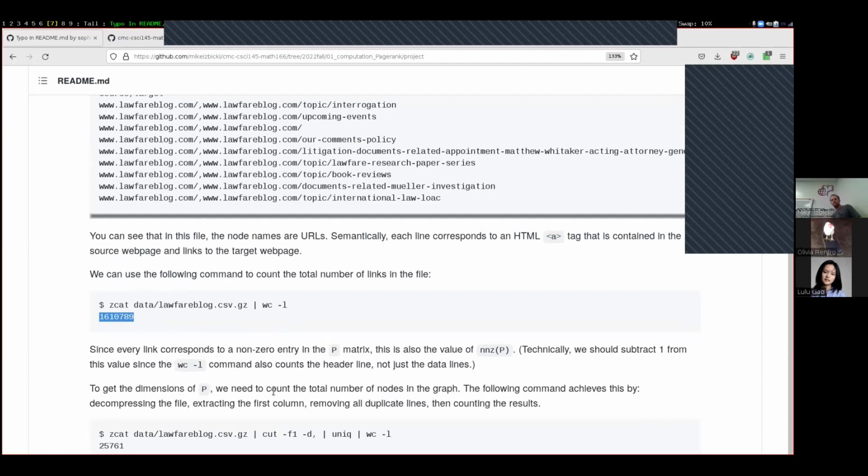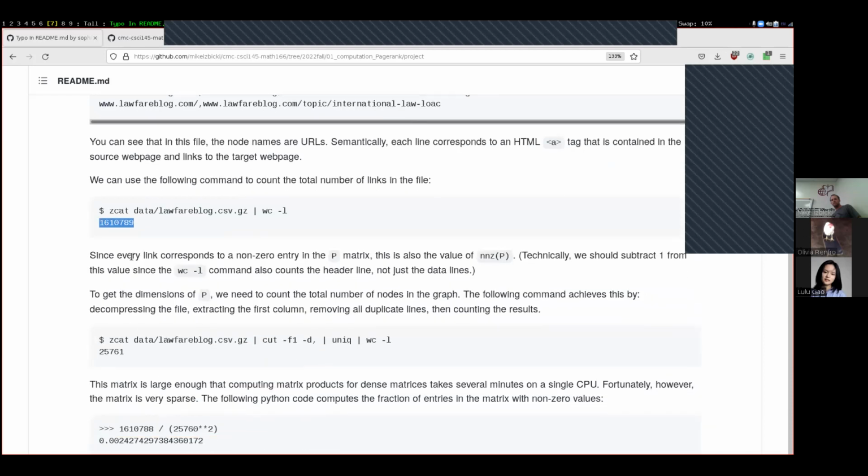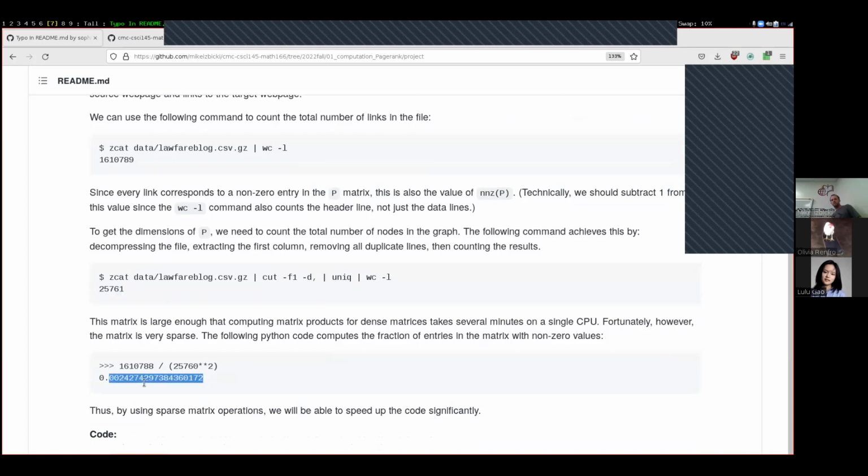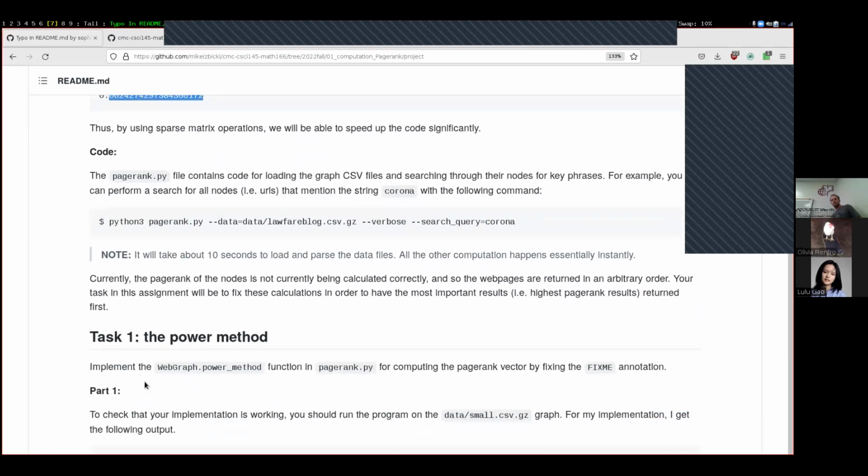It might sound like a lot, but this is still what I would consider in the microscopic realm of graphs. In terms of the dimensions of the matrix that we're going to be building, how many unique web pages there are, there's about 25,000. So we're going to be building a matrix that's about 25,000 by 25,000. It'll be very, very sparse, so all of your computations will be super fast. So, a super quick run through there.